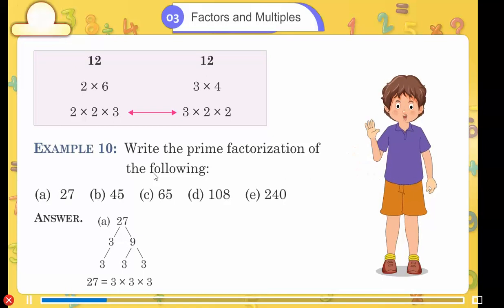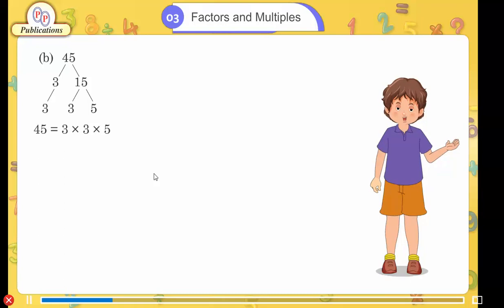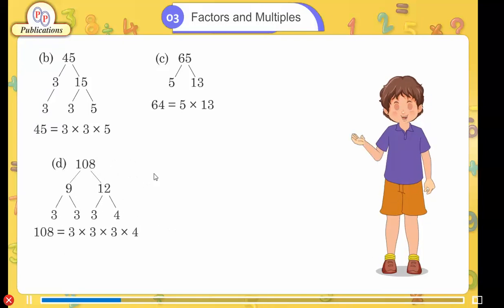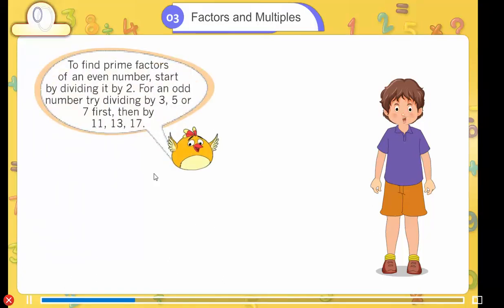Answer: A. 27 is equal to 3 into 3 into 3. B. 45 is equal to 3 into 3 into 5. C. 65 is equal to 5 into 13. D. 108 is equal to 3 into 3 into 3 into 4. E. 240 is equal to 2 into 2 into 2 into 2 into 3 into 5. To find prime factors of an even number, start by dividing it by 2. For an odd number, try dividing by 3, 5 or 7 first, then by 11, 13, 17.